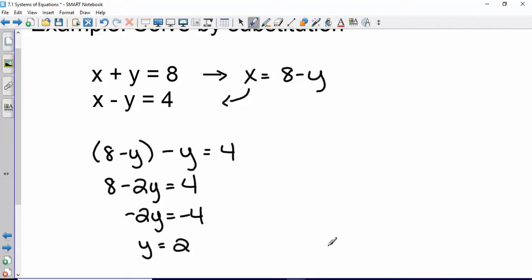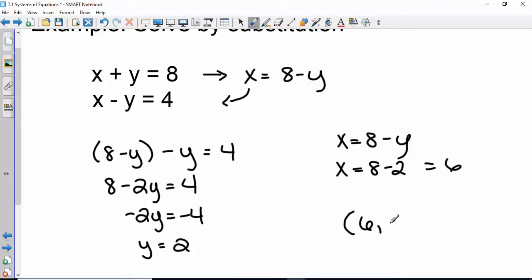Now that's not my final solution. Then you have to bring it back up to 8 minus 2. We already said x was 8 minus y, so 8 minus 2 is 6. So the final answer, I want an ordered pair (x, y): (6, 2). And this is easy to check. 6 plus 2 is 8, 6 minus 2 is 4. It has to make both equations true.